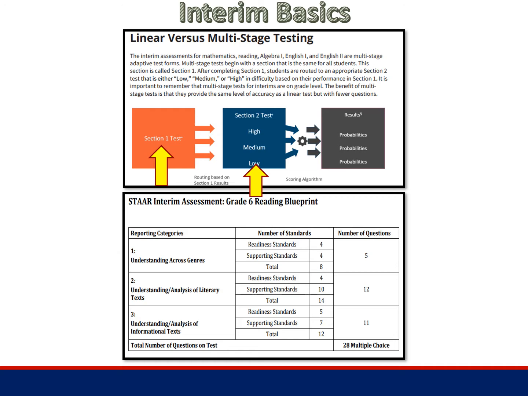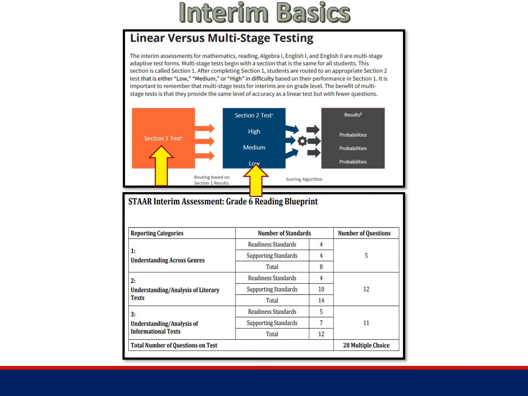Just like with STAAR, the STAAR interim has a set number of questions as well. So reporting category 1 has 5, reporting category 2 has 12, and reporting category 3 has 11. And it's a grand total of 28 questions. I wanted to point out that the actual STAAR for 6th grade has 40 questions. And remember that the interim has 28.